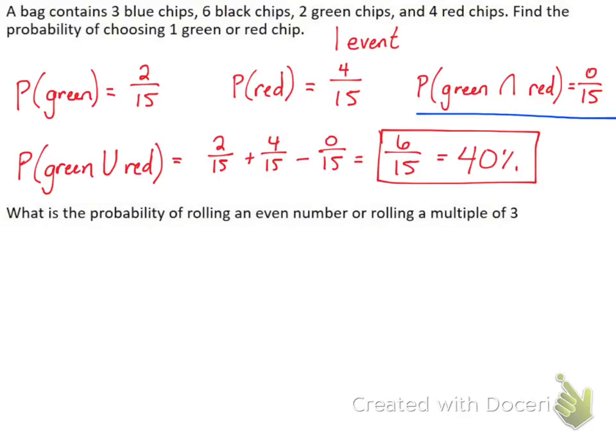Next one, what's the probability of rolling an even number or rolling a multiple of 3? I should have said in one roll. So this is one event. I want to find the probability of rolling an even number. Write this with me, because it's going to help us understand the and for this example. So this is 3 over 6. I'm rolling a regular die, so even numbers are 3 over 6. Probability of rolling a multiple of 3.